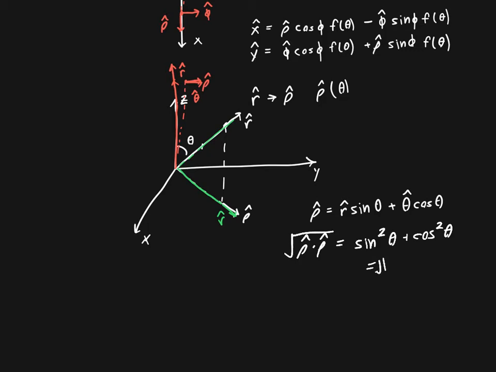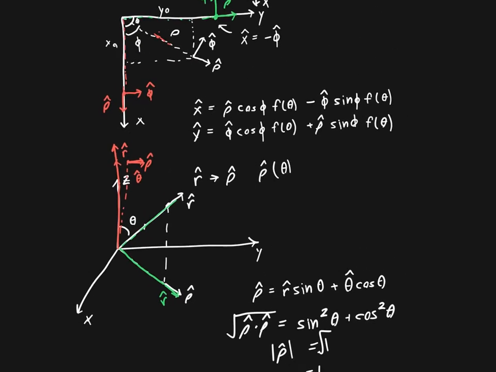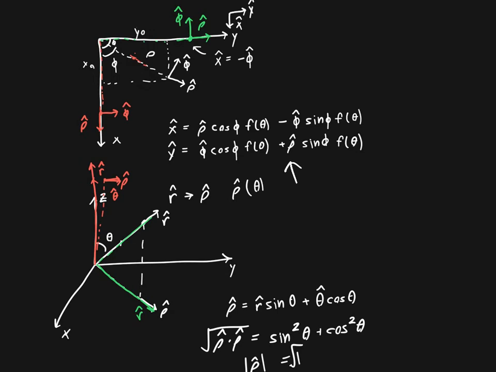And what's the square root of 1? Well, it's just 1. So that is the complete description of rho hat in terms of r hat and theta hat. So if we go back to our original set of equations, x hat and y hat, we now know where this f of theta comes from. It's not that it's multiplied by some f of theta, it's that rho hat itself is a function of theta. And we didn't know that when we were first writing out this set of equations.